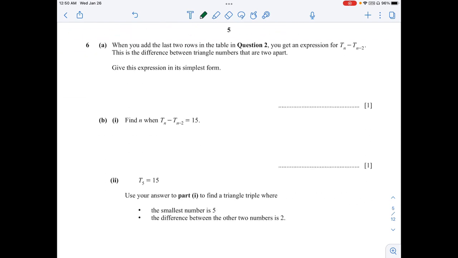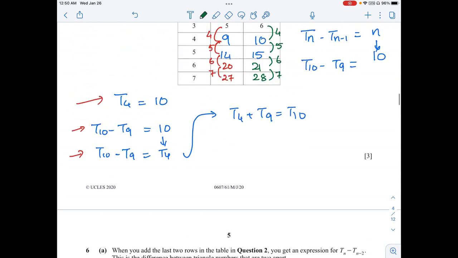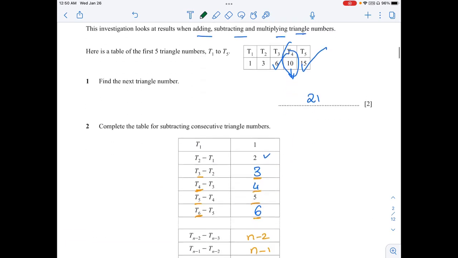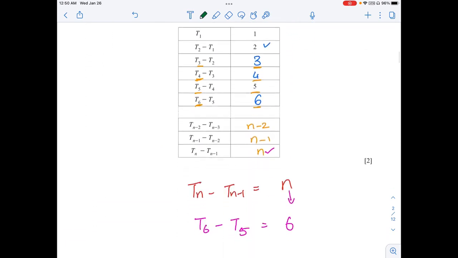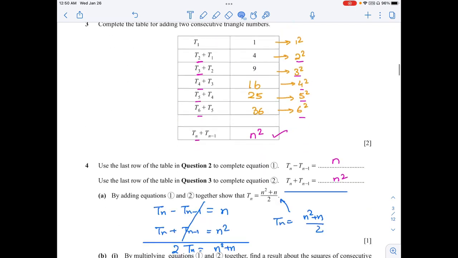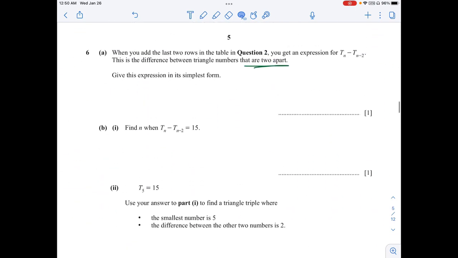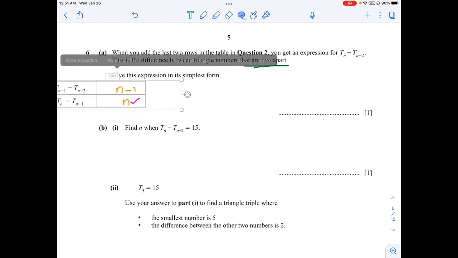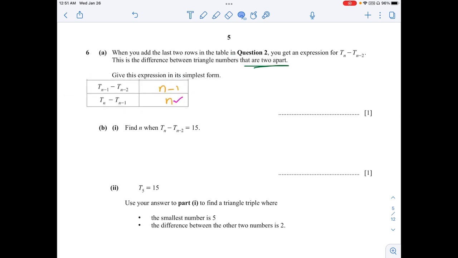Now when you add the last two rows in the table in question number 2, you get an expression for Tn minus Tn minus 2. This is the difference between two triangle numbers that are 2 apart. Give the expression from table 2, the last two rows of table 2. So let me copy this part and paste it over here. I'm adding the last two rows. When I'm adding these last two rows, Tn minus 1 gets cancelled.